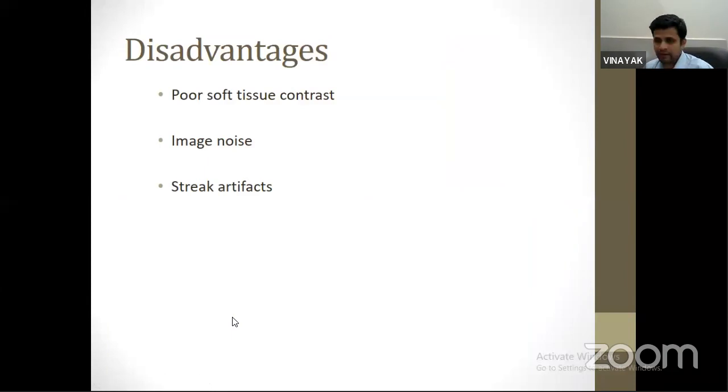Now, these are the advantages of the CBCT scan. What are the disadvantages of the CBCT scan? The first major disadvantage is poor soft tissue contrast. CBCT is good to study hard tissue structures. Whenever you want to study bone, a CBCT scan is useful. Whenever you want to see teeth, a CBCT scan is useful.